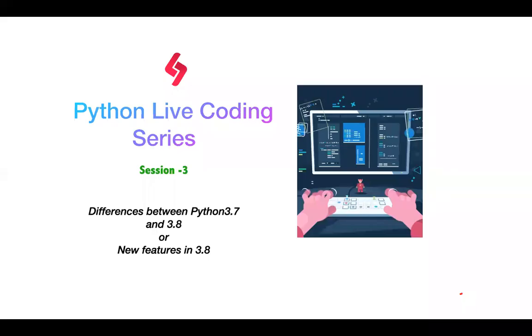Welcome to everyone. So today our topic is to discuss the new features in the 3.8 version. We already know that every year a new version of Python is released. Last year in October, a new version was released, that is 3.8. So today we are going to discuss what those new features are and how we can use them, right? There is a lot of difference between 3.7 and 3.8, and we'll get some idea today.